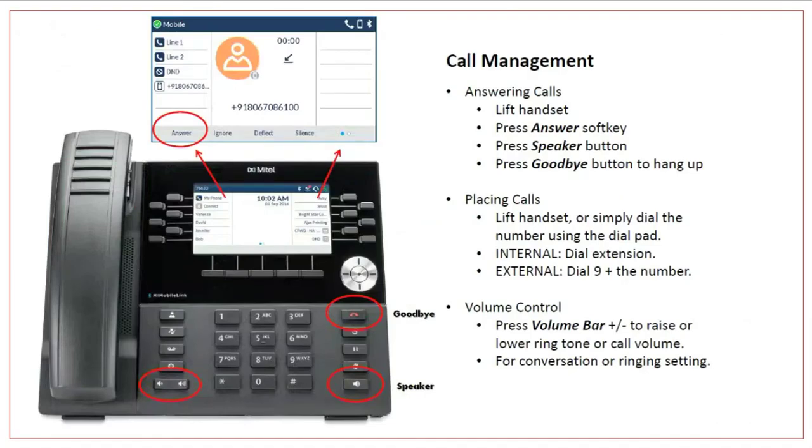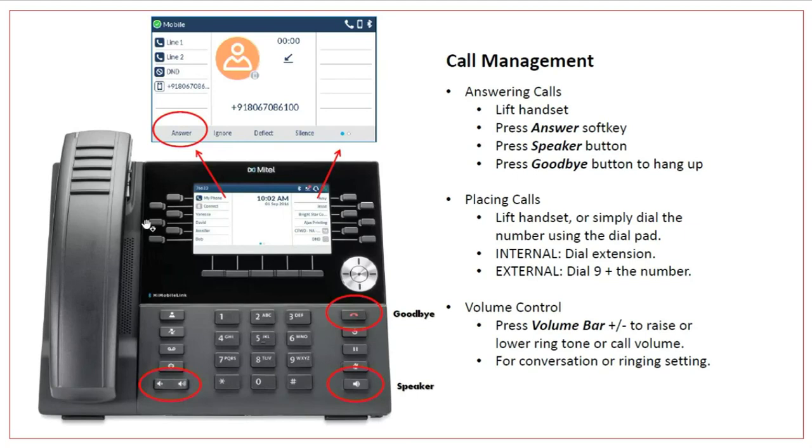Let's talk a little bit about how to use these keys on the phone to make, take, and transfer calls. To answer an incoming call, you can either lift the handset or you can press the answer key, which you see as a soft key. Again, these features are at the bottom of the screen and correspond to the soft keys below the screen. So I could simply press the answer button to answer that call. I can also use my speaker key if I want to have a speaker conversation with the incoming caller.